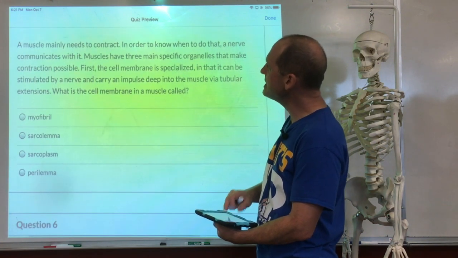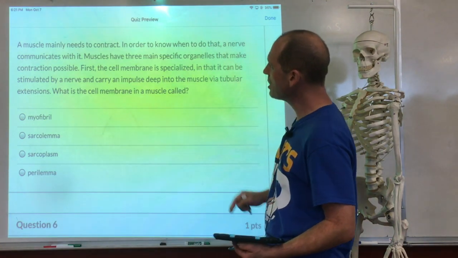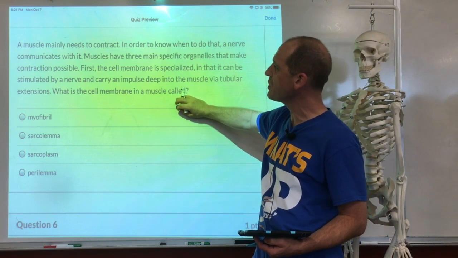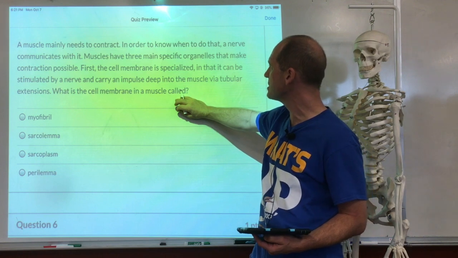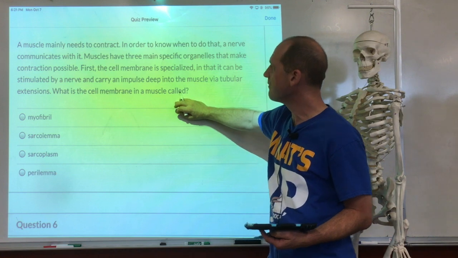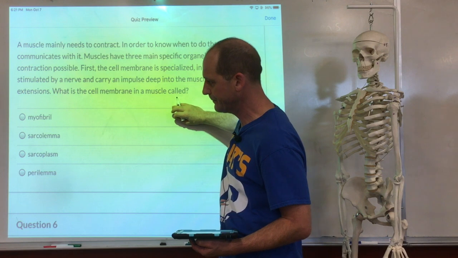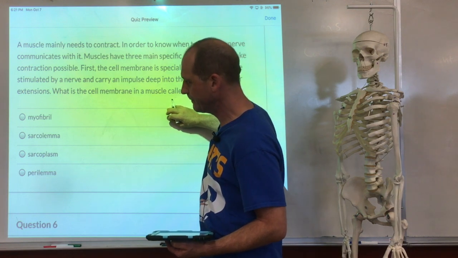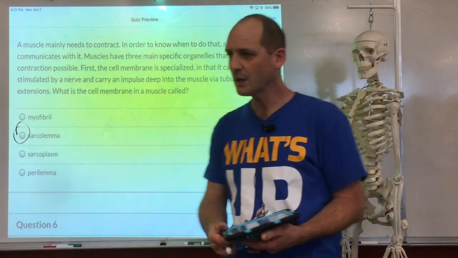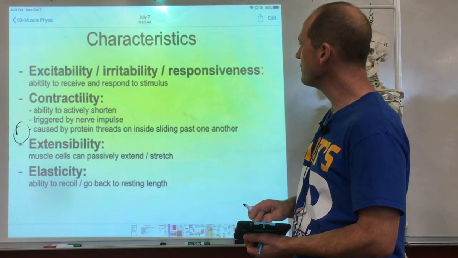A muscle mainly needs to contract, and to know when to do that, a nerve communicates with it. Muscles have three main specific organelles that make a contraction possible. First, the cell membrane is very specialized in that it becomes stimulated by a nerve and carries an impulse deep into the muscle via tubular extensions. What is the cell membrane in a muscle called? Sarcolemma. It's terminology. Let's look at a picture for that. Let's see if you got some visuals.